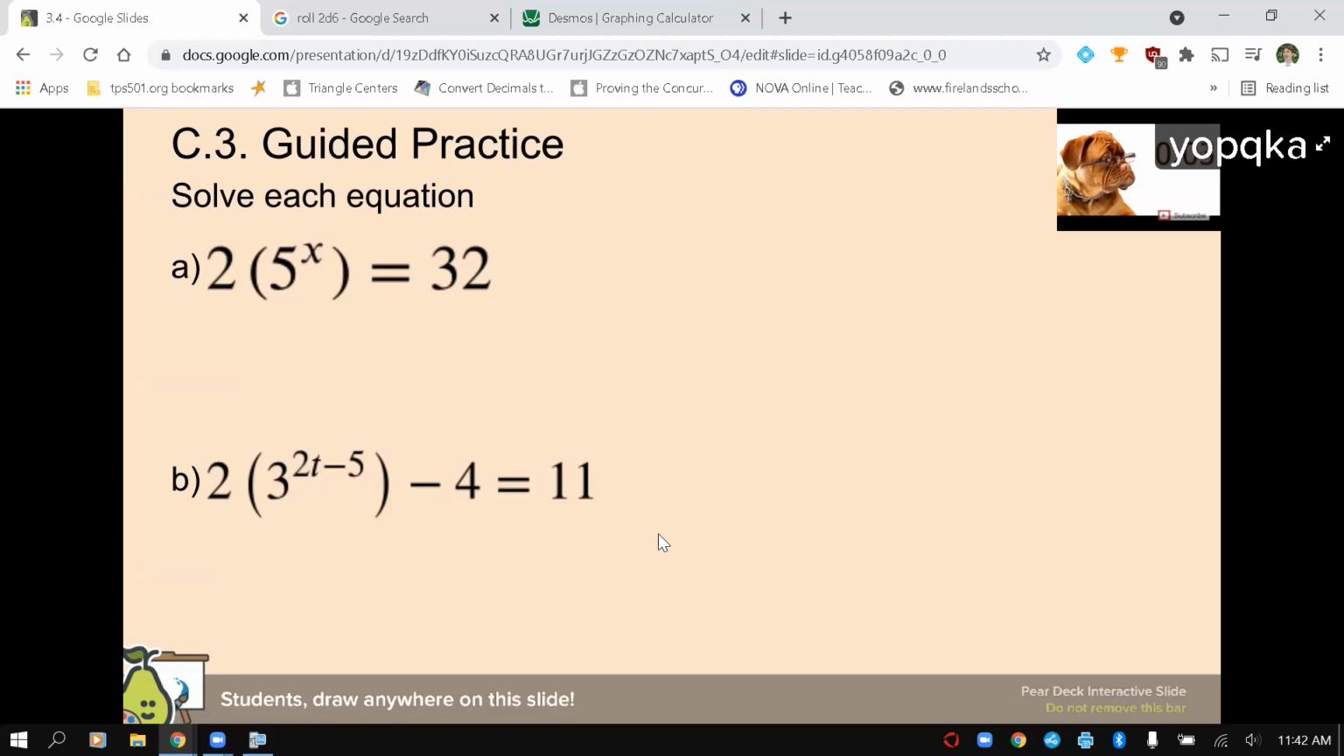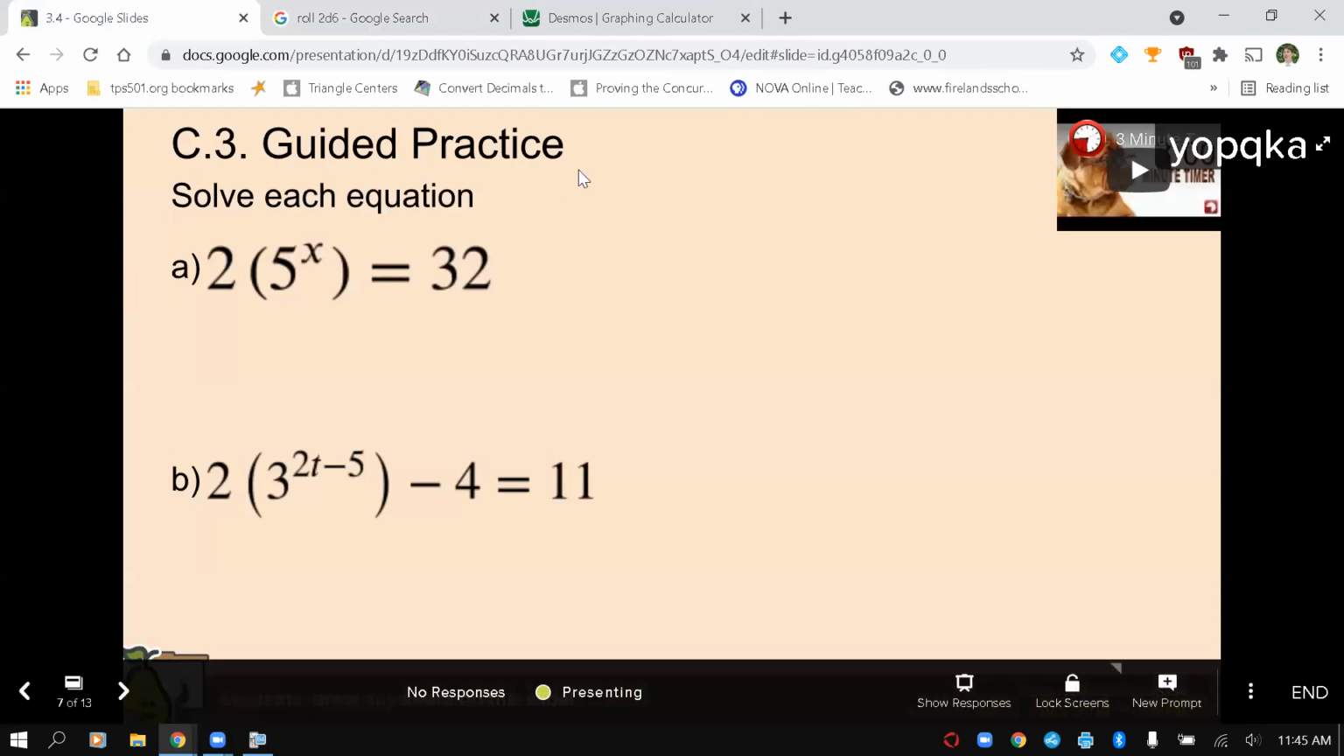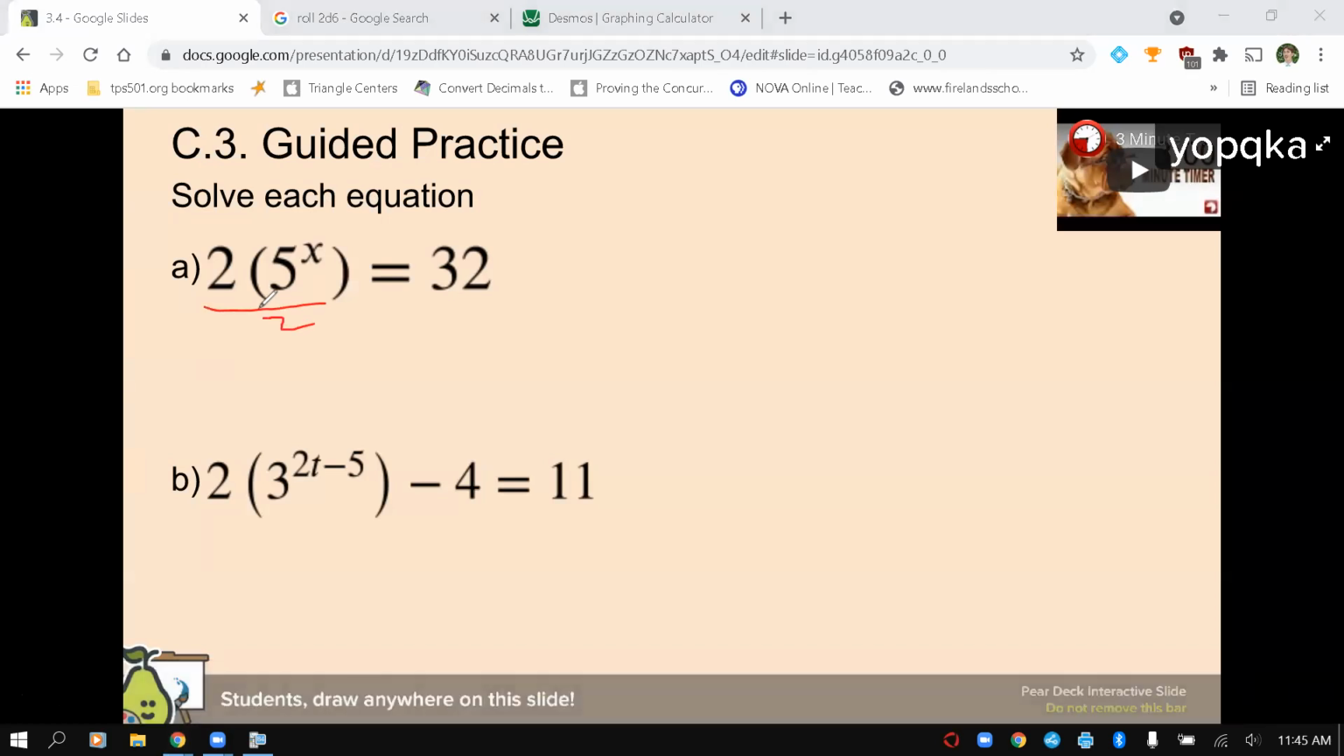All right, log base what? Log base 3. Ian, you're the lucky person. What do I do first? If you say so, I'll do it. What does that get us? 5 to the x equals 16? Now what? Heck yeah. Calculator.